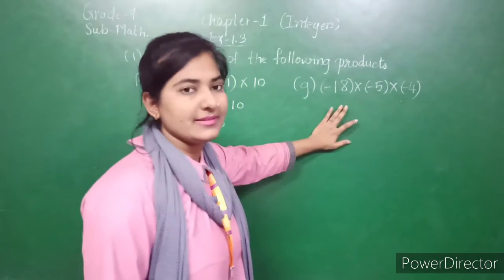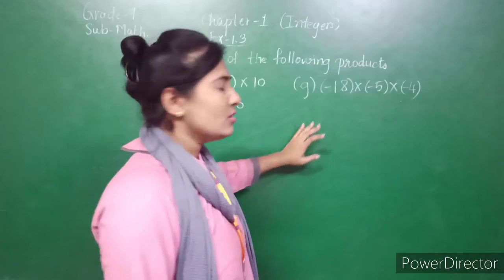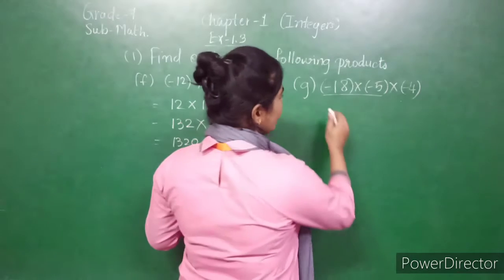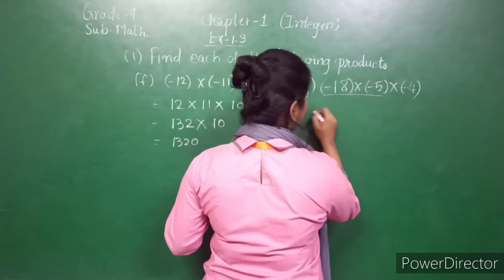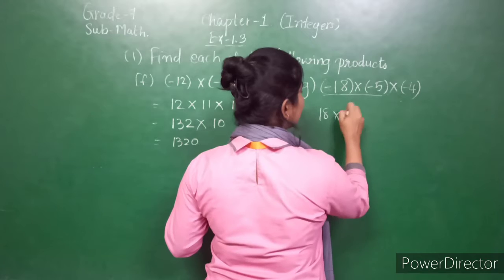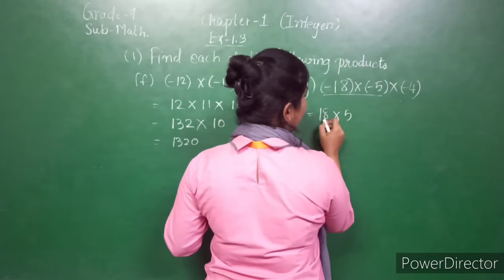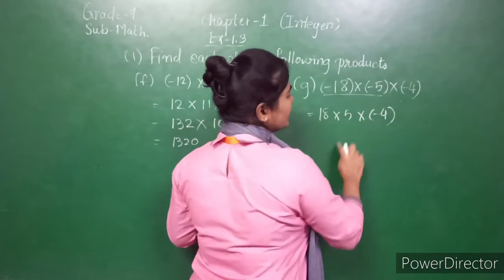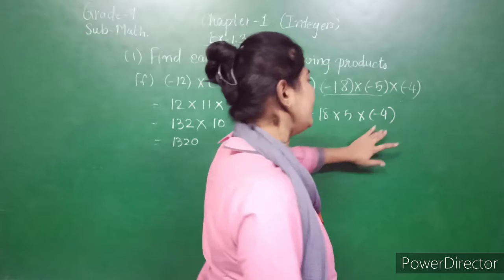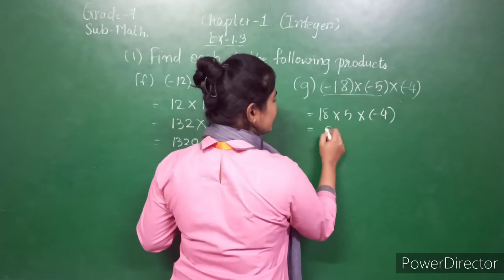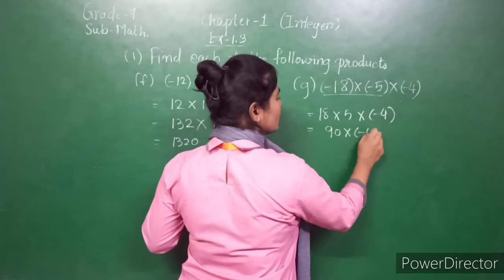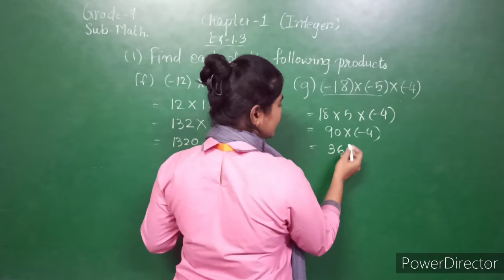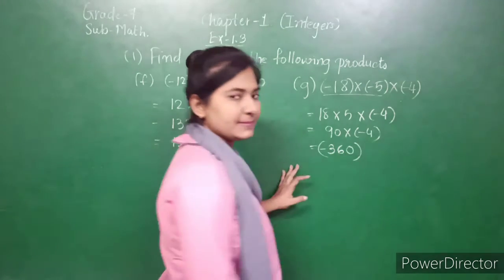Then minus 18 into minus 5 into minus 4. So here 3 times minus are given, it means odd times, so here our answer will come negative. First of all, if you take this pair, then we write this number as positive because 2 times minus are there. So here we take only 18 into 5 and here minus 4, because here a pair is not there. So 18 into 5, that is 90, into minus 4. So 9 4s are 36 and here we put 0 of 90. So our answer is minus 360.